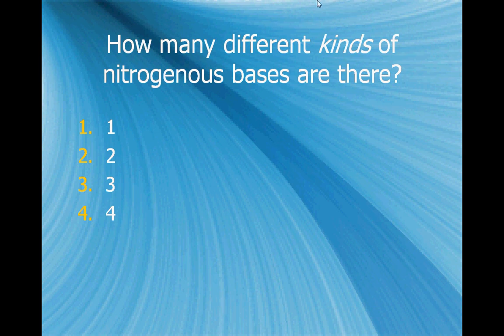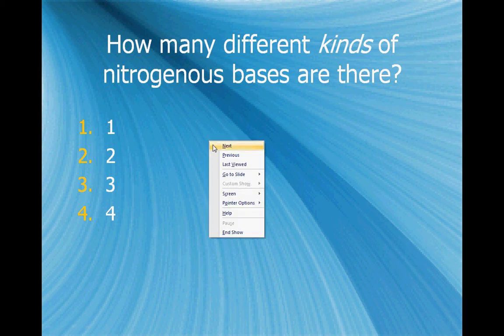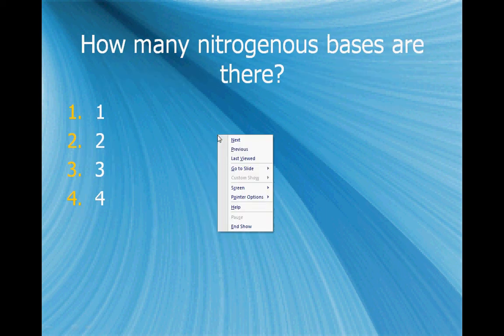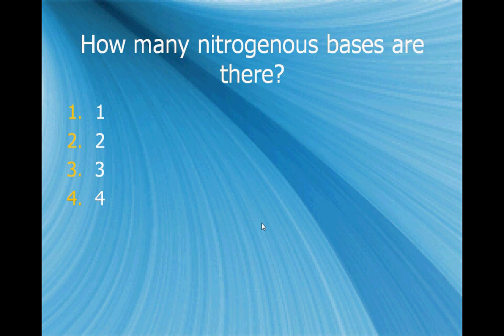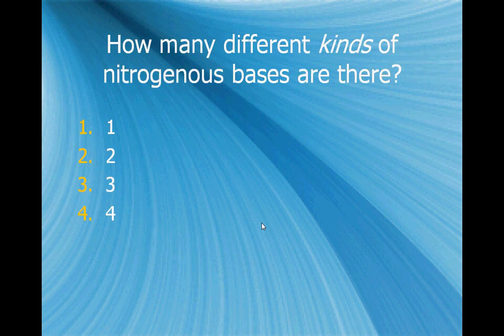So, let's go back and go to previous, and let's go to previous again. The first question says, how many different bases are there? 1, 2, 3, or 4. This one's saying, how many different groups or kinds of bases are there? 1, 2, 3, or 4.